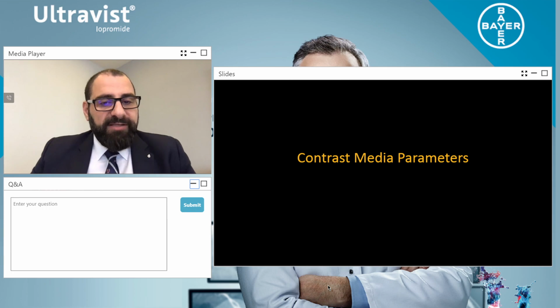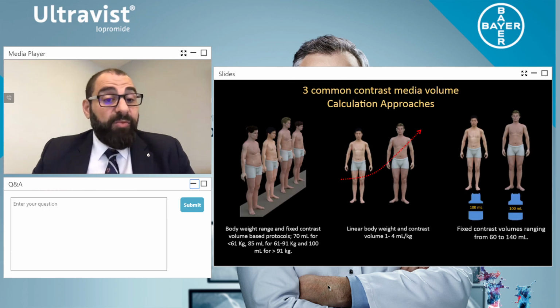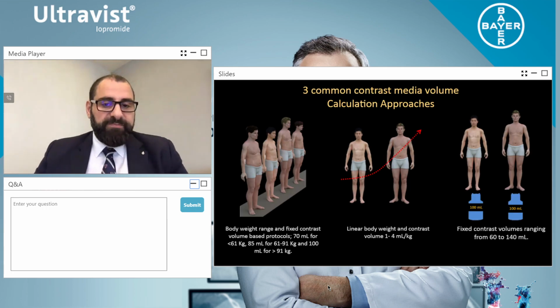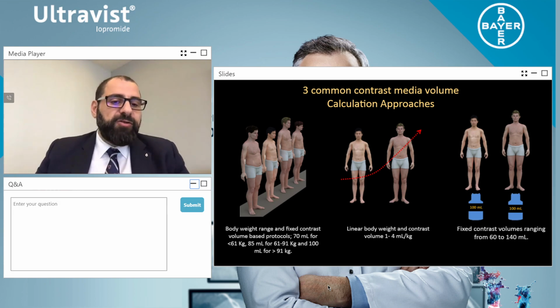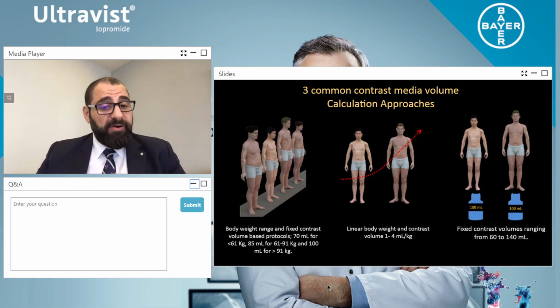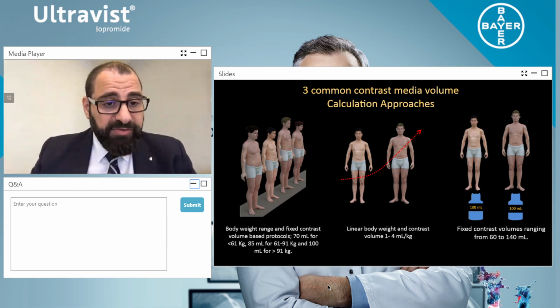So let's now look at how do we calculate the contrast media volume. There are three schools of thought here. There are people that say, okay, we can use weight-based protocols. So, for less than 60 kilos, we use 70 mils. Between 60 and 90 kilos, we can use 85 mils of contrast. And of course, anyone above 90 kilos, let's go for the full 100 mils of contrast media.